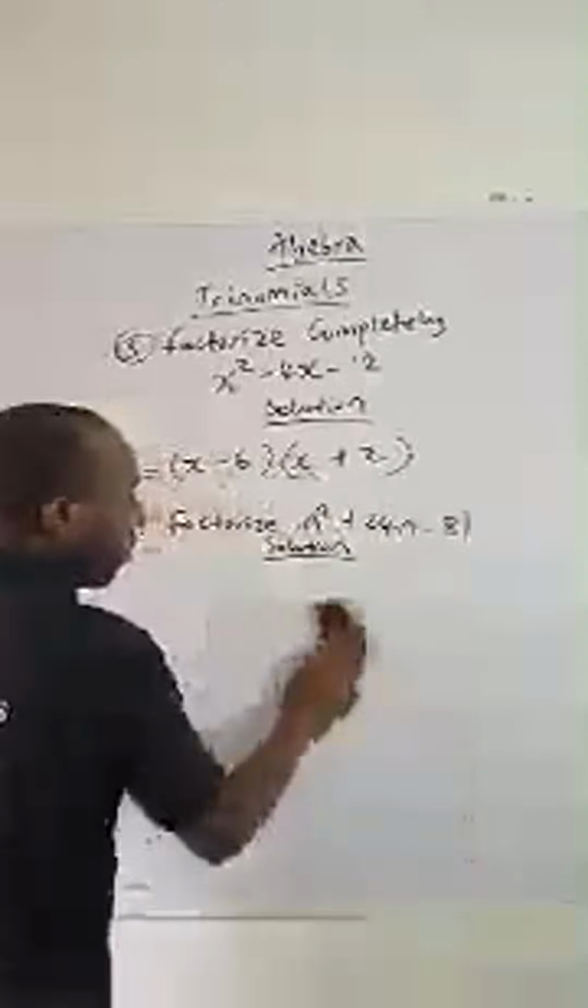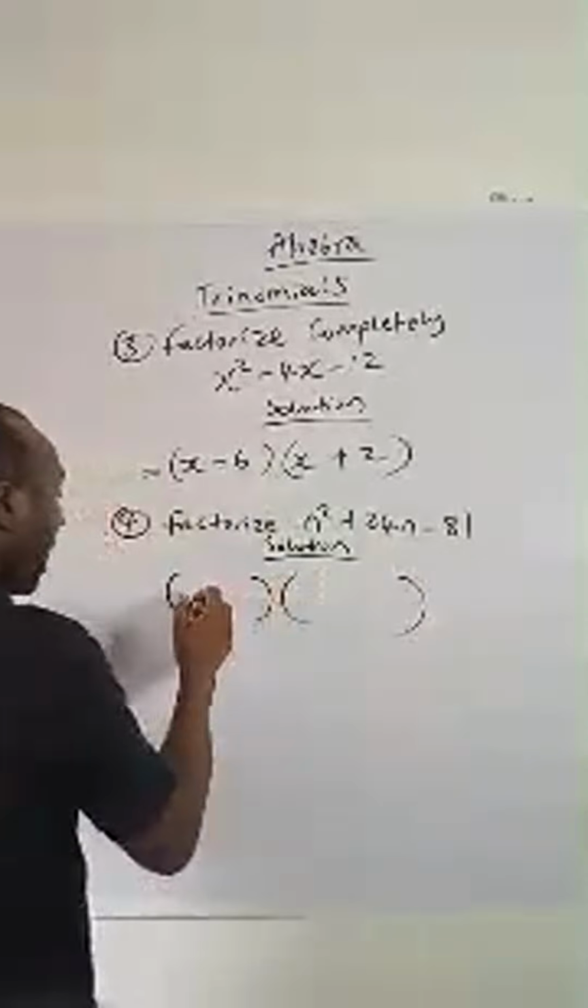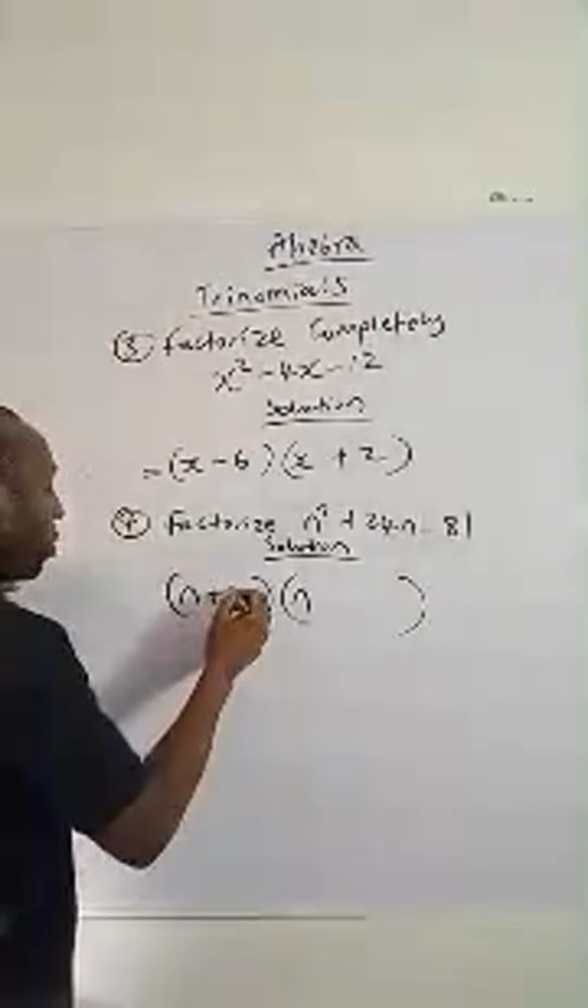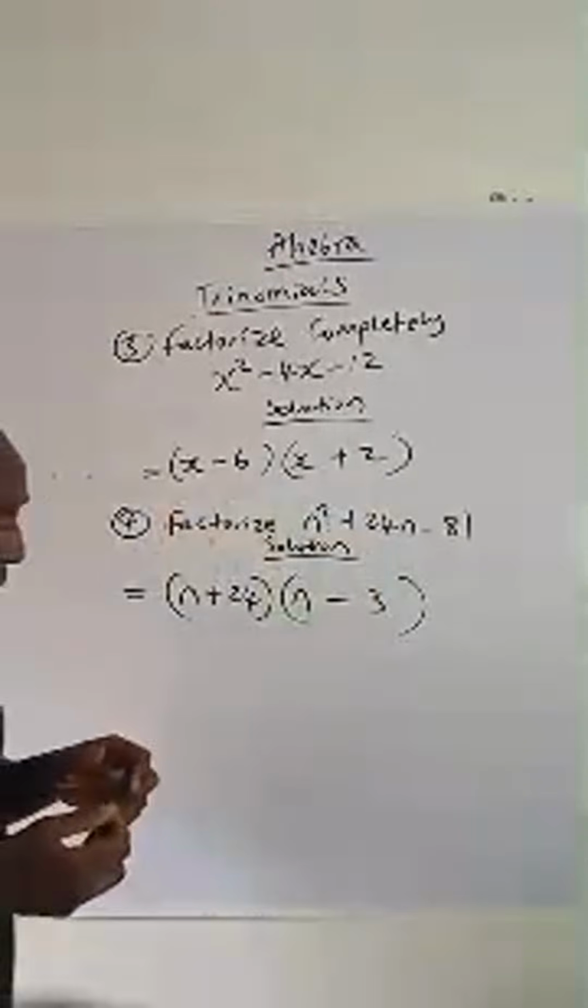So again, like I told you before, I'm just going to open two brackets real quick like this and write n here, because this is n squared, n here and n here. So those two factors are what? Plus 24 and what? Minus 3. And there you go. That's your final answer.